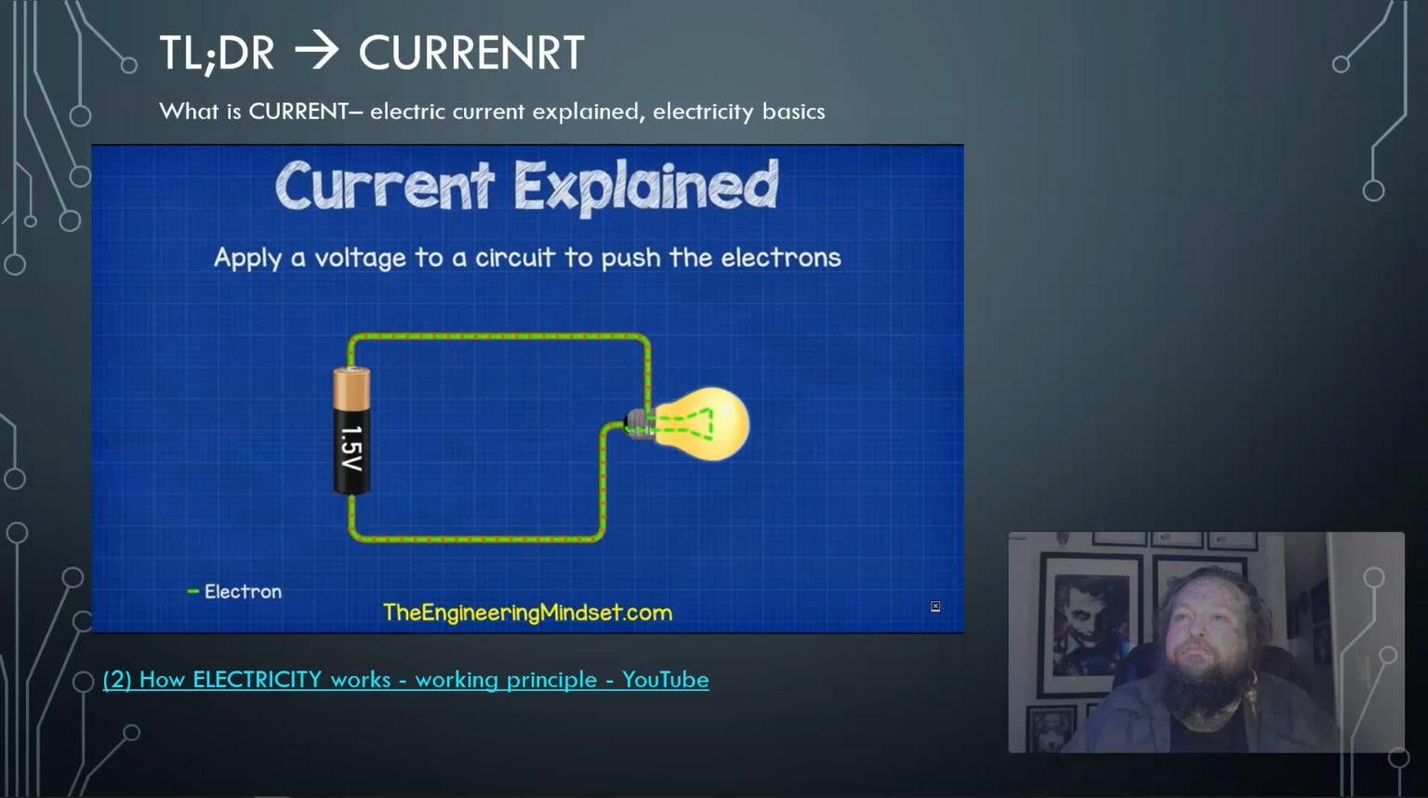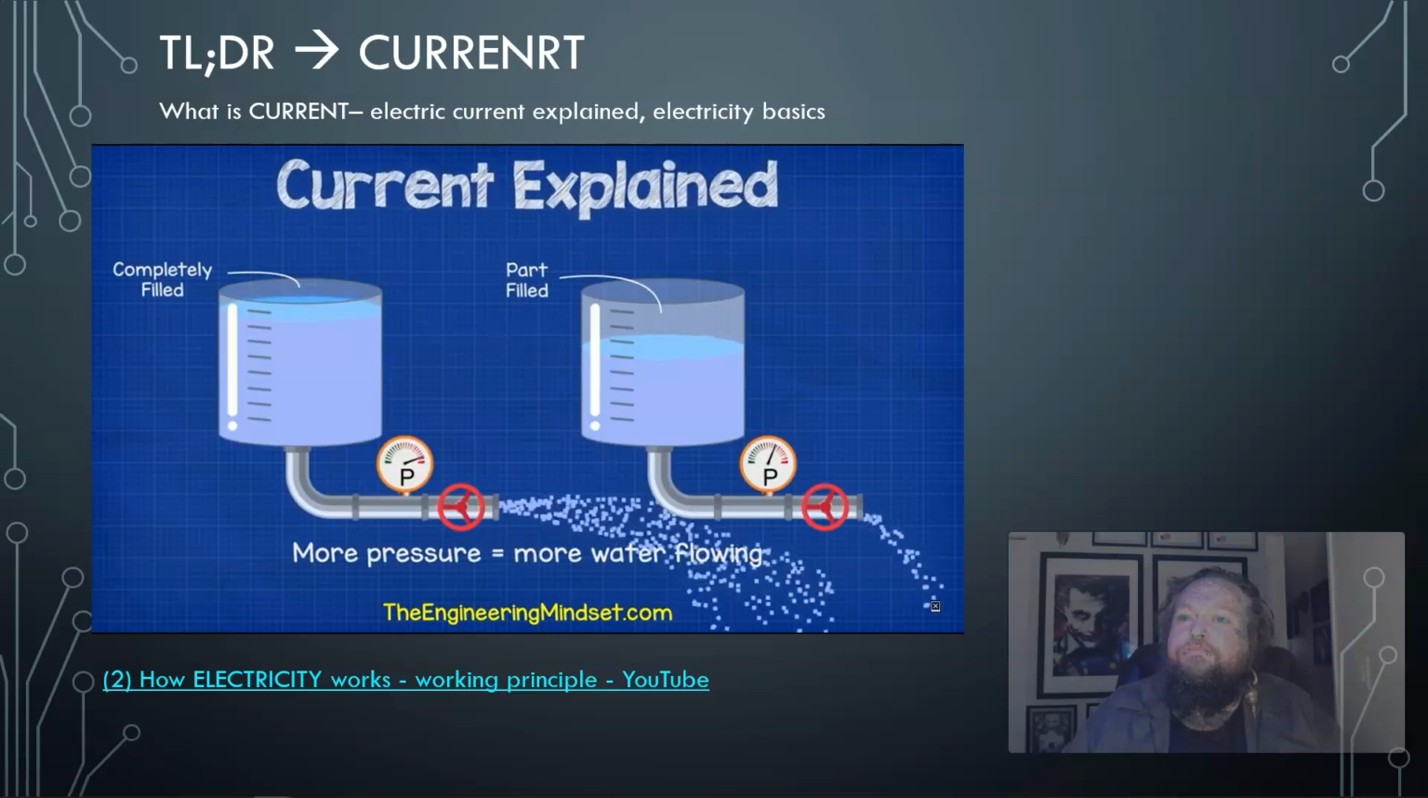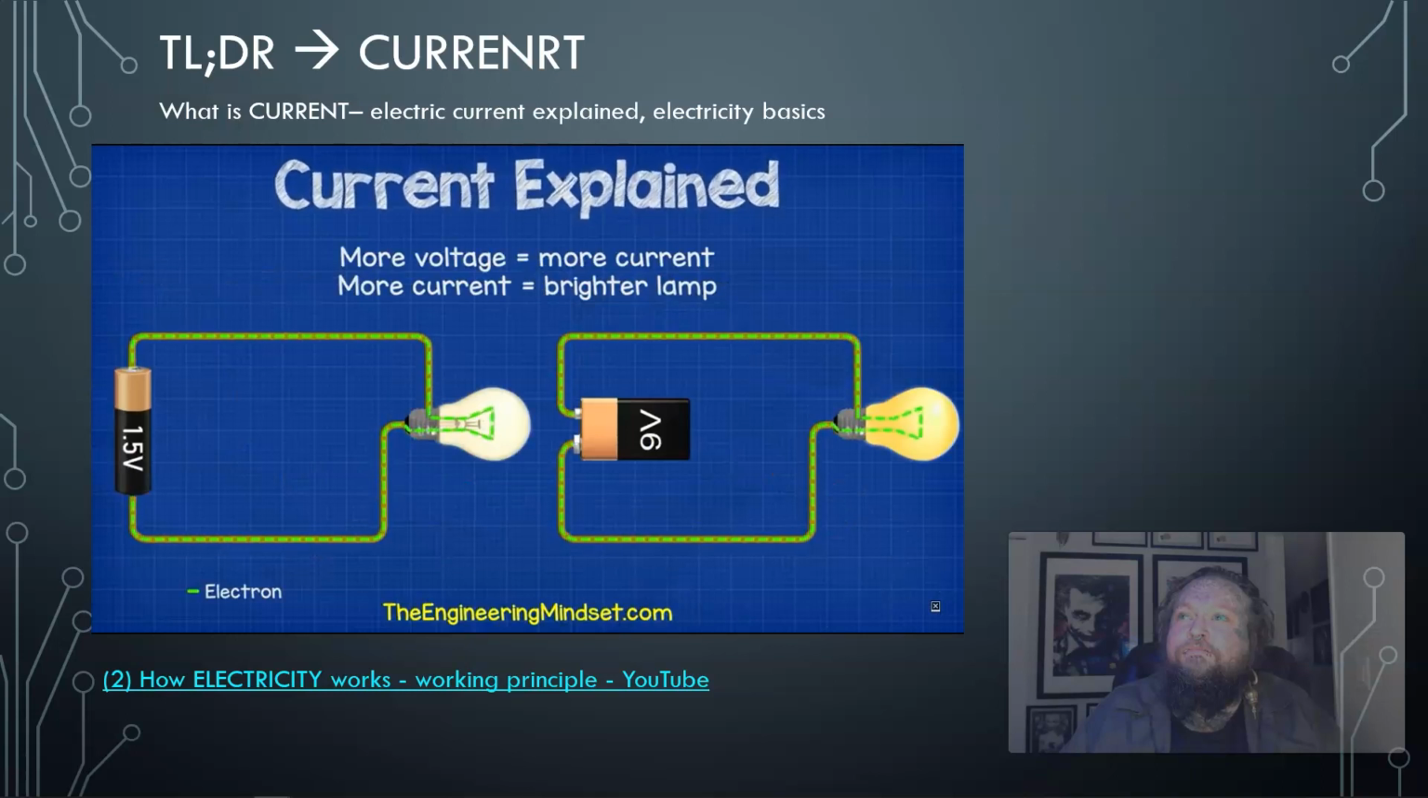Voltage is the pushing force. It's like pressure in a water pipe. The more pressure we have, the more water can flow. The more voltage we have, the more electrons can flow.